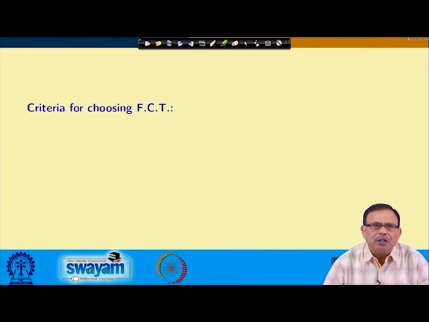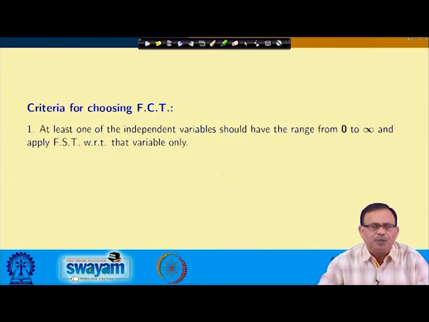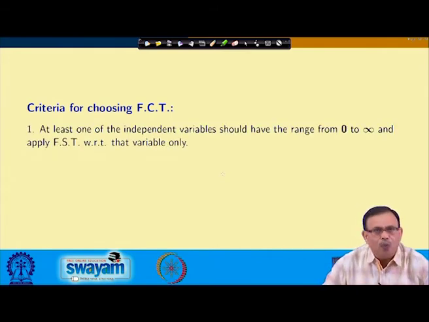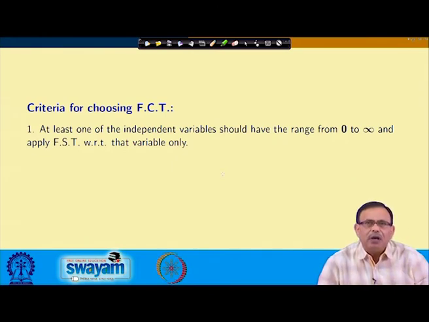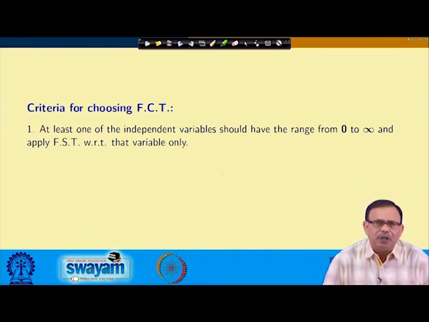Similarly, the criteria for choosing the Fourier cosine transform is, at least one of the independent variables should have the range from 0 to infinity, like the Fourier sine transform, and you apply not the Fourier sine transform but the Fourier cosine transform with respect to that variable only.